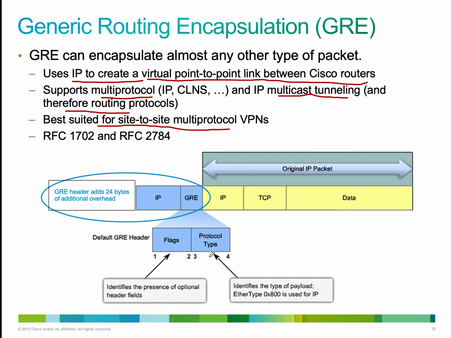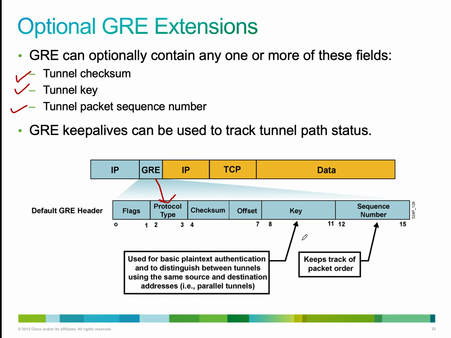Meaning, just now we were only looking at the flags and the protocol type. So we can extend it and add all these options: the checksum, the tunnel key, the sequence number. Which means our GRE can have the flag and the protocol type, which we described already. These are additional or optional extensions that can go with the GRE header: the checksum, the offset, the key, and the sequence number.